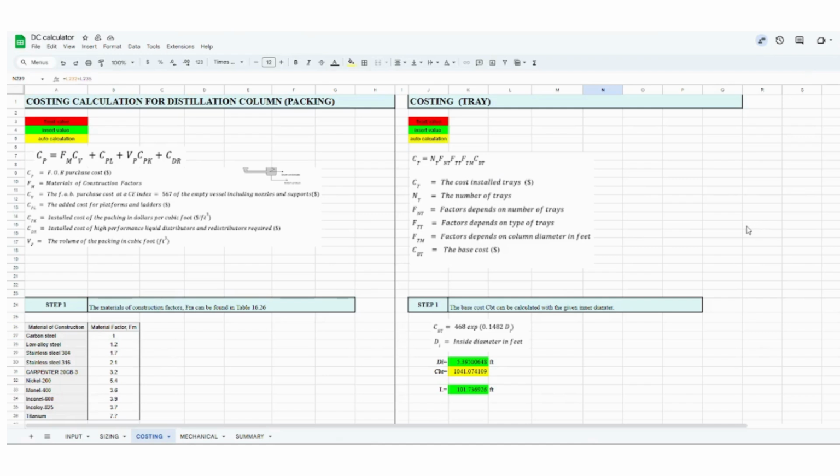For the calculation for costing of DC, we have pack DC and trade DC. But for our question, we are using trade DC, so we will use the right hand side calculation today. But for the left hand side, we will just use it for reference. So for the total cost, we will need to use the number of trays.